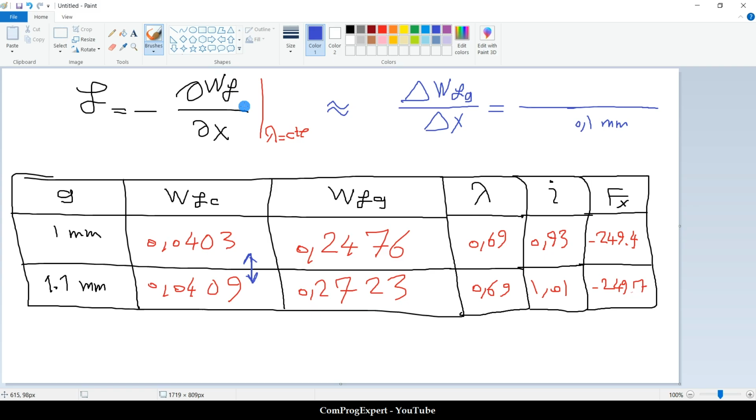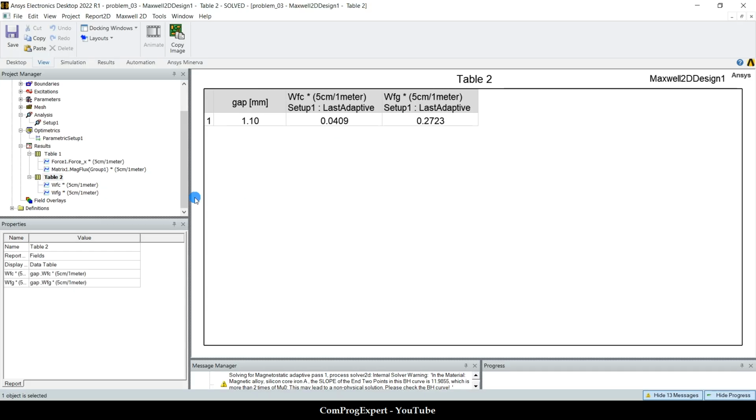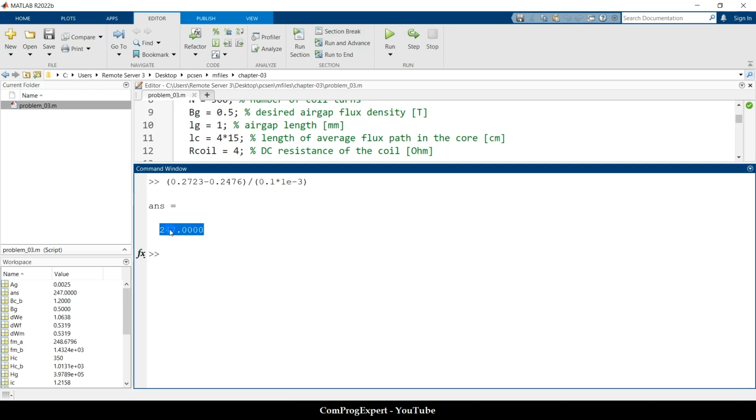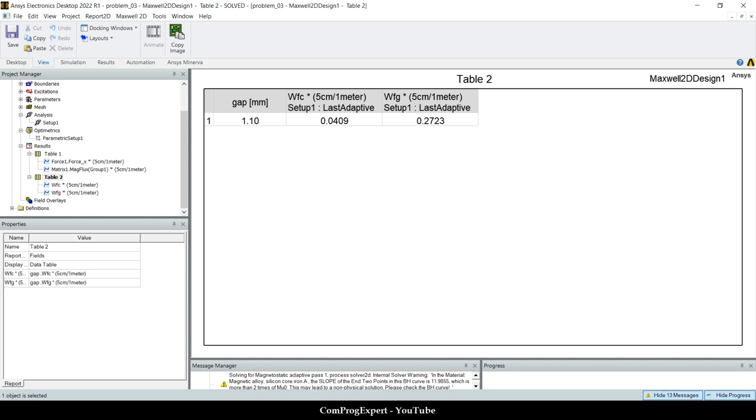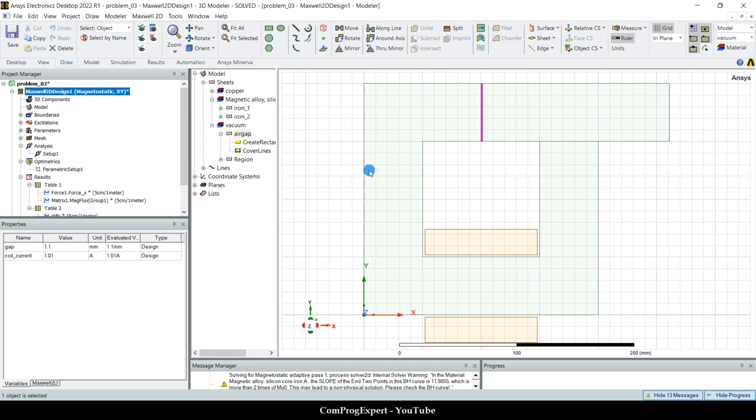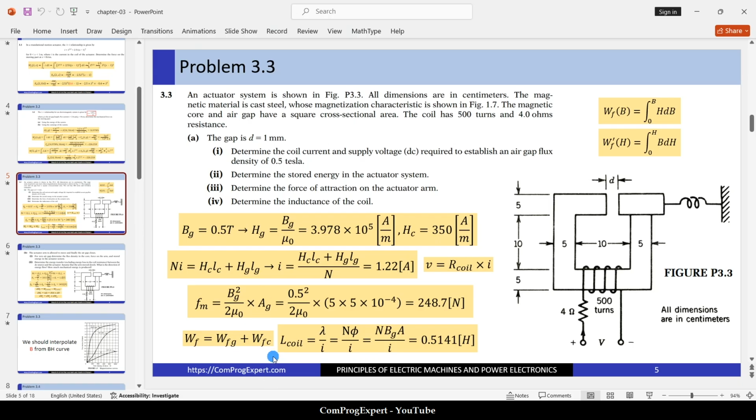We approximated this equation by this equation, and we calculated the force. So this is why this equation is really good for calculation of the force in these structures. When we have air gaps, the length of the air gap is much lower than the length of the flux path in the core, and we have a uniform flux density in the air gap. Considering those assumptions, we derive this equation.